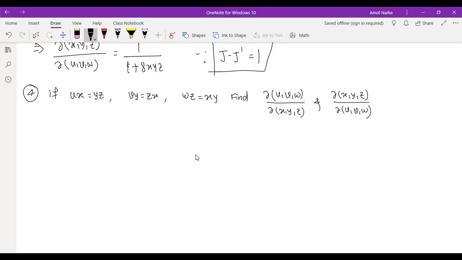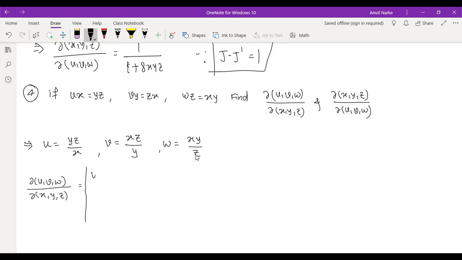First one is easy because you need to convert u in terms of xyz, v in terms of xyz, and w in terms of xyz. So from the first equation, I can write u is equal to yz divided by x, v is equal to zx divided by y, and w is equal to xy divided by z. So I will start with the Jacobian of uvw with respect to xyz. First I write down the formula.